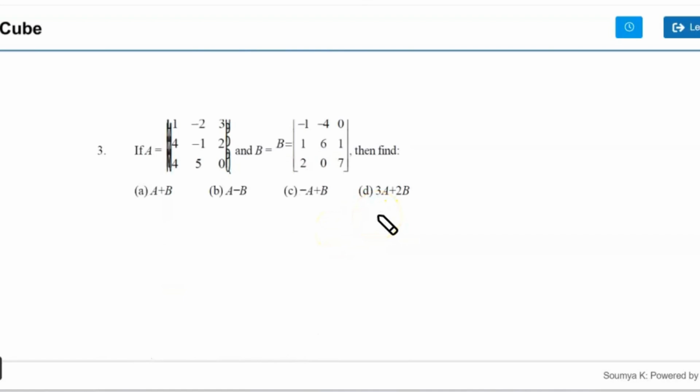Now next one is A and B matrix is given to you, 3 by 3 matrix. Again the similar question has come. A plus B, then comes A minus B. Be very careful when you solve the questions. Minus A plus B. So in that case what we have to do, we have to multiply minus 1 to A and then add it to the B matrix. Now this one is 3A here and 2B here. So add both of them. So the resulting solution will give you the answer.